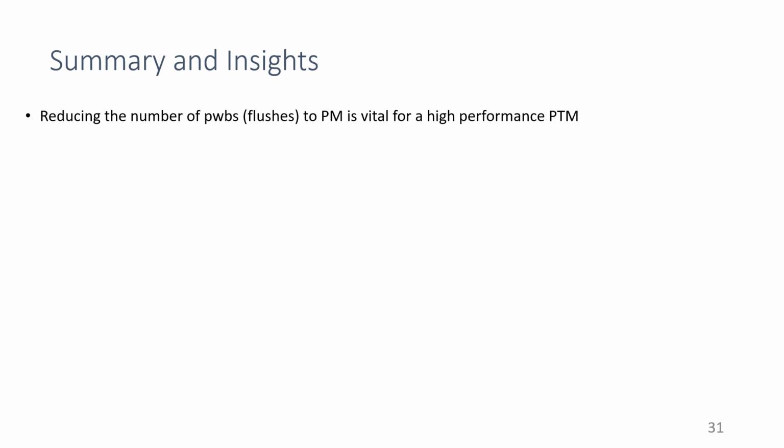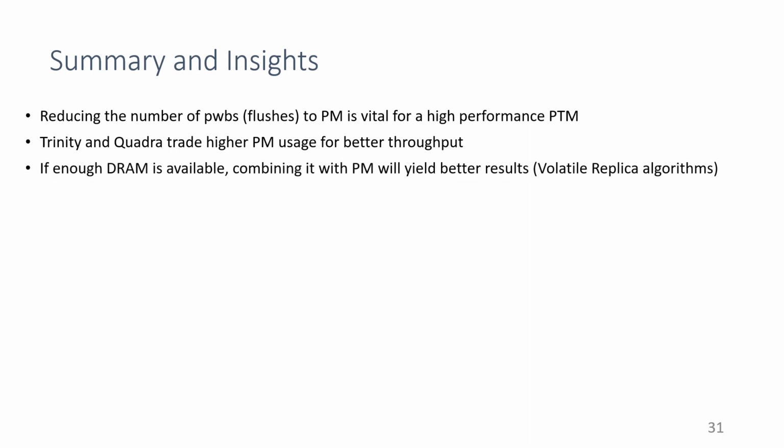The main insights of this work is that reducing the number of flushes to persistent memory is vital to have high-performance, durable transactions. And Trinity and Quadra algorithms do exactly that. They trade higher memory usage to have better throughput. And another insight is if you have enough DRAM available, then combining it with PM will yield the best performance possible. And even more, remember, you can take part of your persistent memory and allocate it in memory mode, which emulates volatile memory. So it acts as DRAM, and you can use that for your VR kind of algorithms.